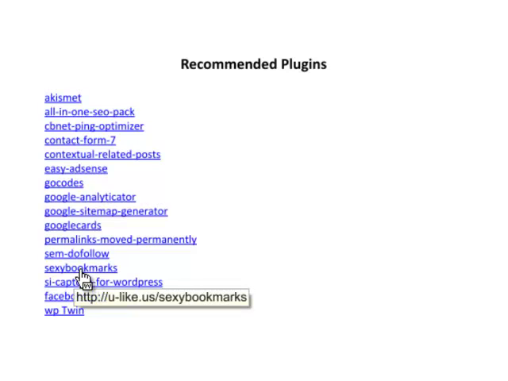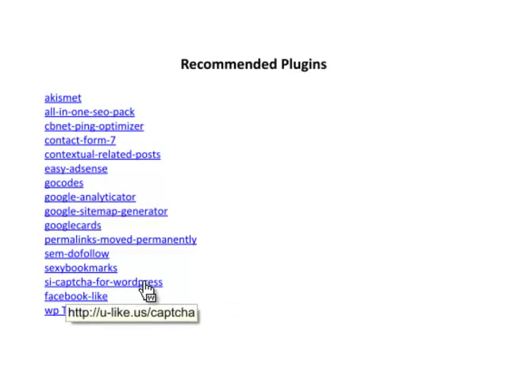Sexy bookmarks is a great way to add a bunch of different ways to share your content through social media on your site. The CAPTCHA for WordPress is one more way of reducing comment spam, especially by bots. It puts a little CAPTCHA form in there that robots have a hard time figuring out. The Facebook like button just puts a like button on your page.